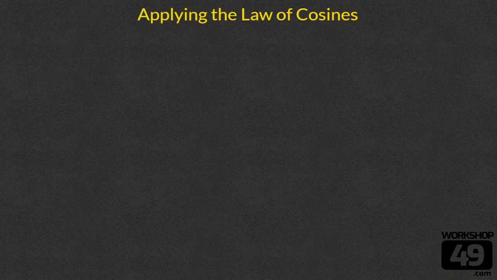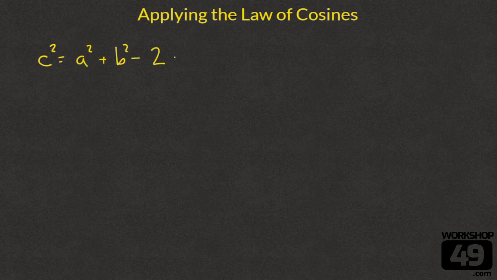Hey everybody! Today we're going to be applying the law of cosines through two different examples. So I'm just going to go ahead and write up the law of cosines, which is c squared equals a squared plus b squared minus 2ab, the cos of big C.